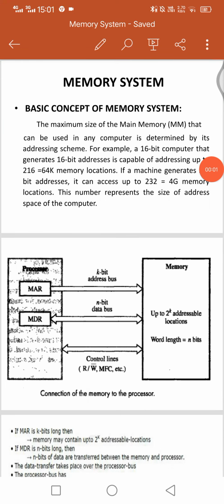Hi students, now we will discuss the third unit of computer organization, that is memory system. In that, the first topic is the basic concept of the memory system.